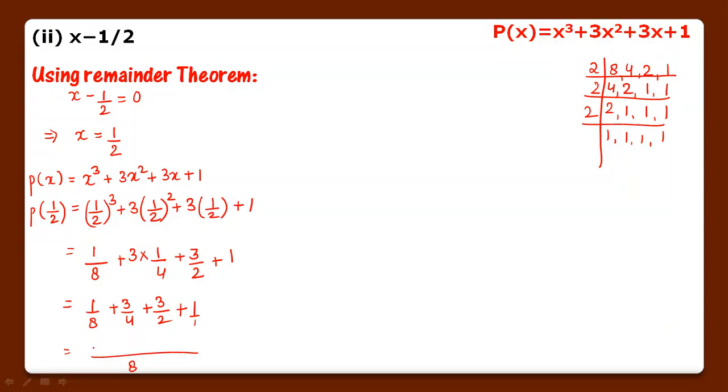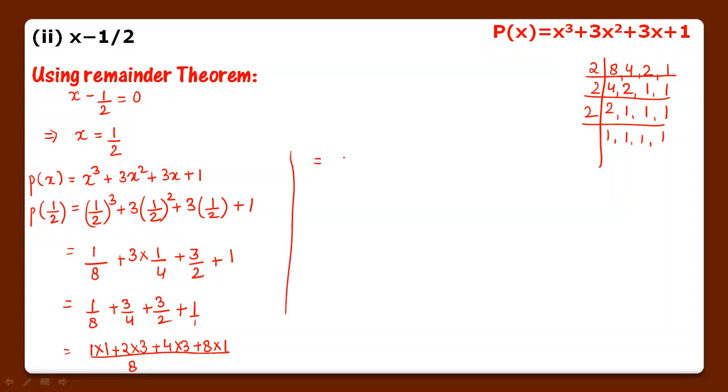8 के टेबल में 8 कब आता है? 1s, 1 into numerator as it is. Plus 4 के टेबल में 8, 2s into 3, numerator as it is. Plus 2 के टेबल में 8, 4 into 3. Plus 1 के टेबल में 8, 8s into numerator. We'll continue here.